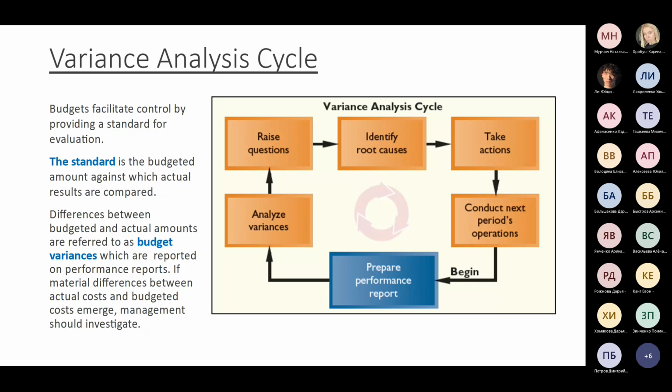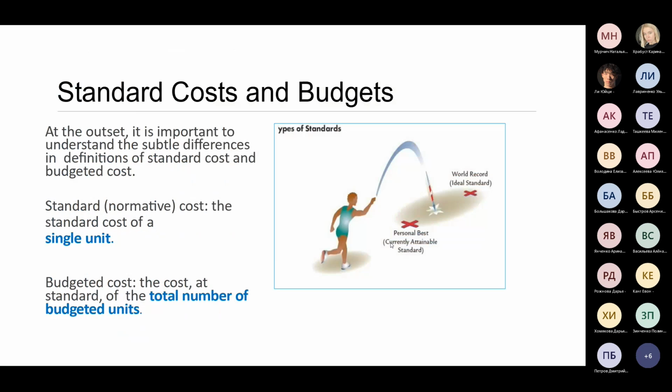So the standard here is the budgeted amount against which actual results are compared, and differences between budgeted and actual amounts are referred to as budget variances, which are reported on performance reports. So if, for example, materials differences between actual cost and budgeted cost emerge, management should investigate the reasons and should create some plans in order to keep our material use within the specific limits. So I think the idea why we use variance analysis is clear, and we can move to the next slide.